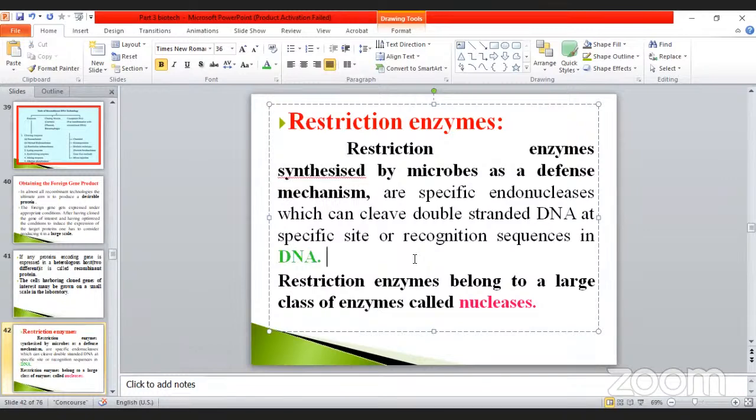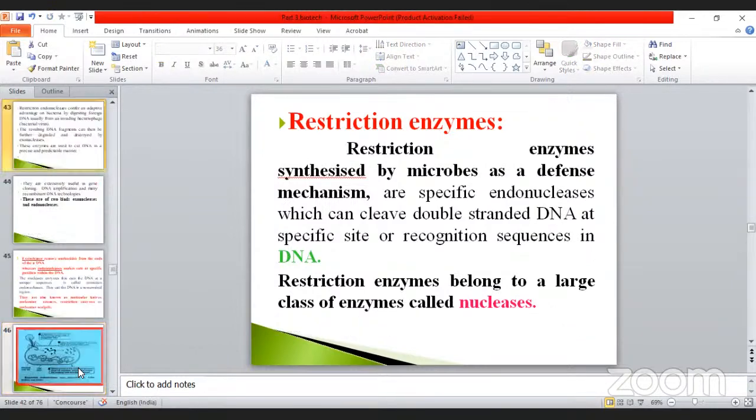Okay, so nucleic acid is a substrate, nucleases is an enzyme. So substrate as well as the enzyme, so you will get the enzyme substrate complex. Okay, don't forget, my dear student. Restriction enzymes are synthesized by microbes as a defense mechanism. What is the main use of this? They only act upon substrates such as DNA and RNA. That's why they are called nucleases. Okay, what is the next one?